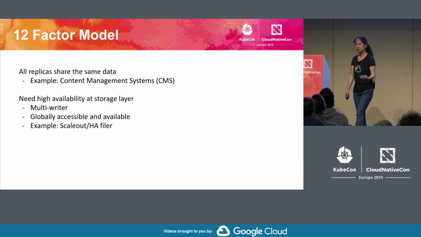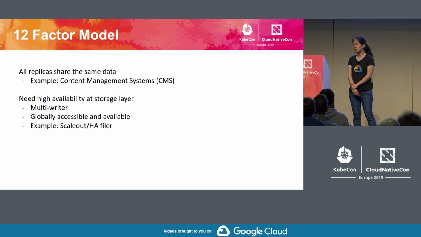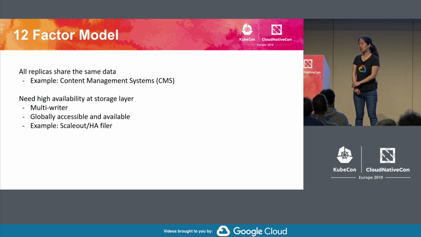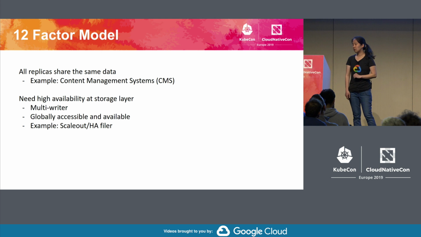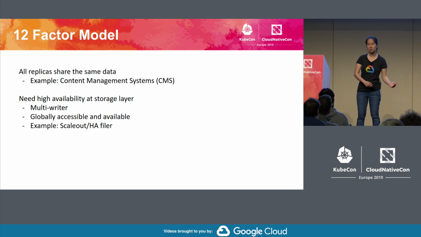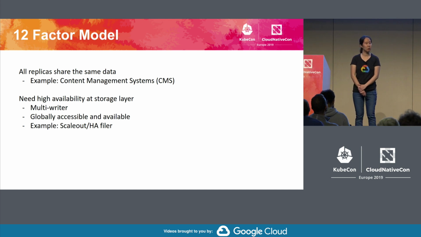And some examples of these are content management systems. These applications do not provide data redundancy at the application level. So they depend on the storage layer to provide that high availability and data redundancy features. Storage systems that are really good for this type of application are multi-writer systems that are globally accessible and available. So the scale-out or HA filer systems will fit well into this model.